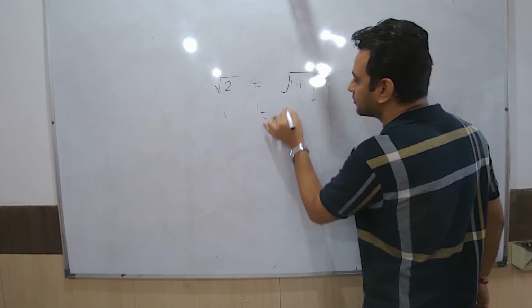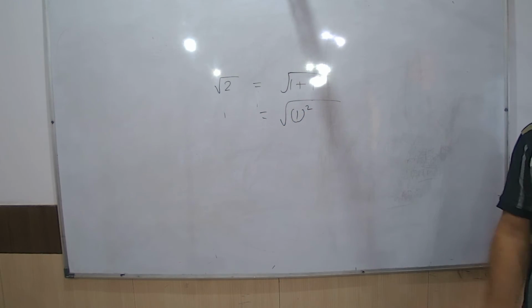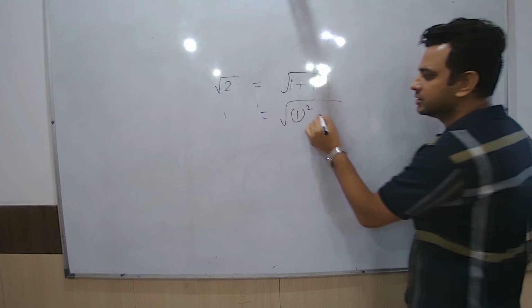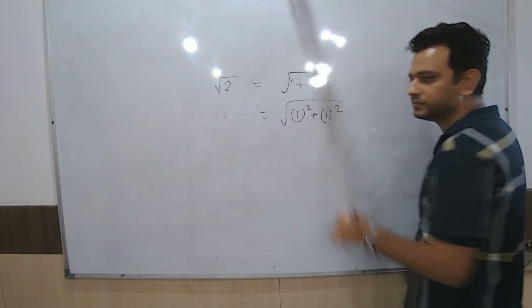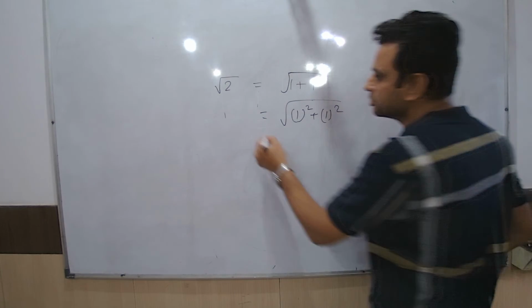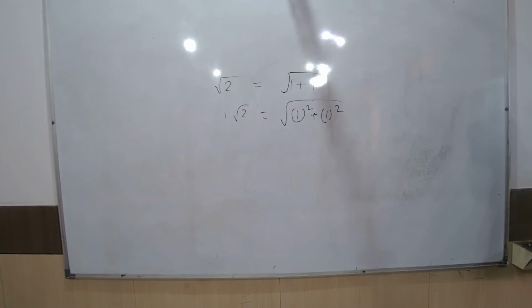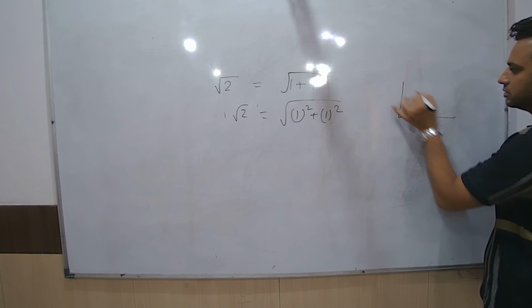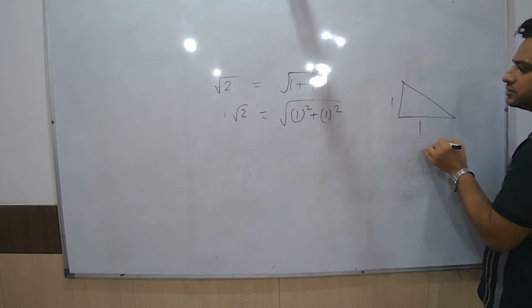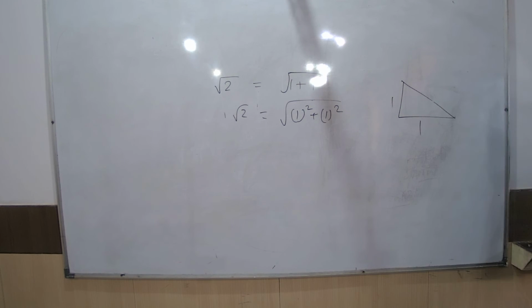So can I write 1 as 1 square? 1 square is 1 only, right? Yes. Okay. This also is 1 square. Clear? Okay. And this is your root. Got it? So if I say this is 1, this is 1, what will be the length of this side? Pythagoras theorem, right? What did it say?